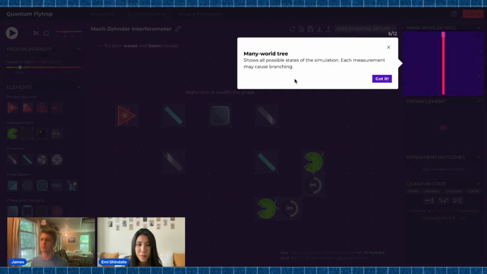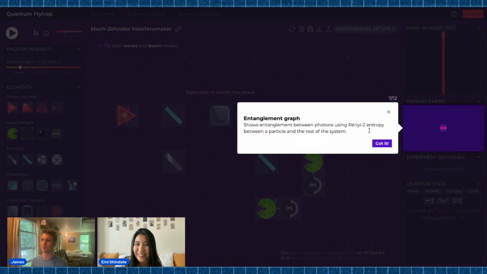Okay, the many worlds tree shows all the possible states of the simulation. Each measurement may cause branching. This is mind-blowing. Many worlds tree. Wow, wow, wow. This is like Back to the Future, you know. This is the multiverse aspect of it. This is the multiverse. Nice. Let's see if we can make it reality one day.